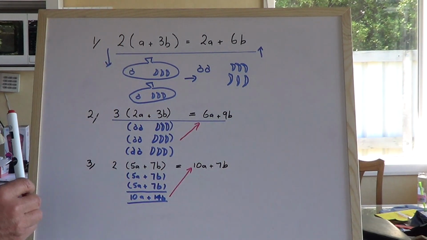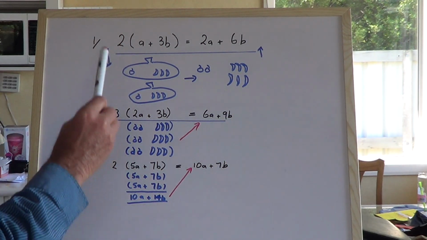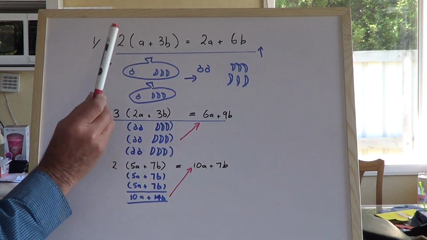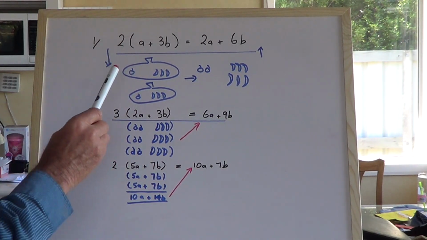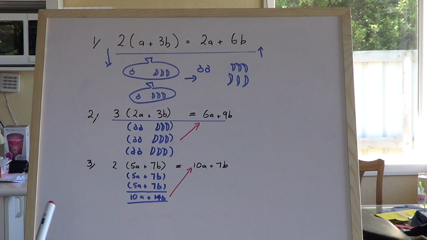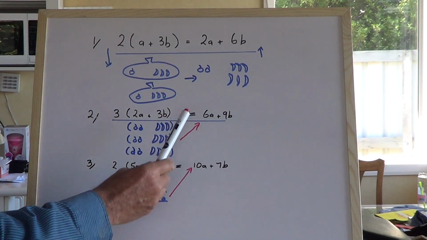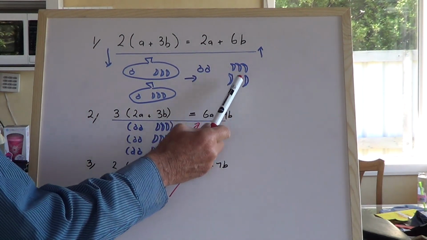In the real world we think of a bracket as a sack. So we have 2 sacks. Inside each sack we have an apple and 3 bananas. When we expand, we tip out what's in the sacks and throw the sacks away. So we end up with 2 apples and 6 bananas.